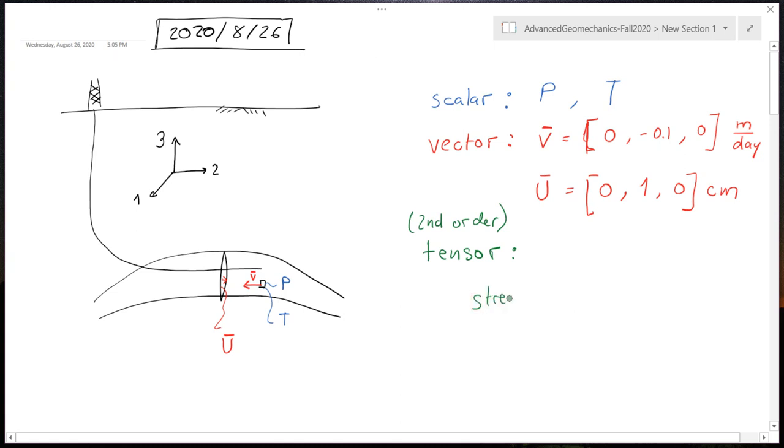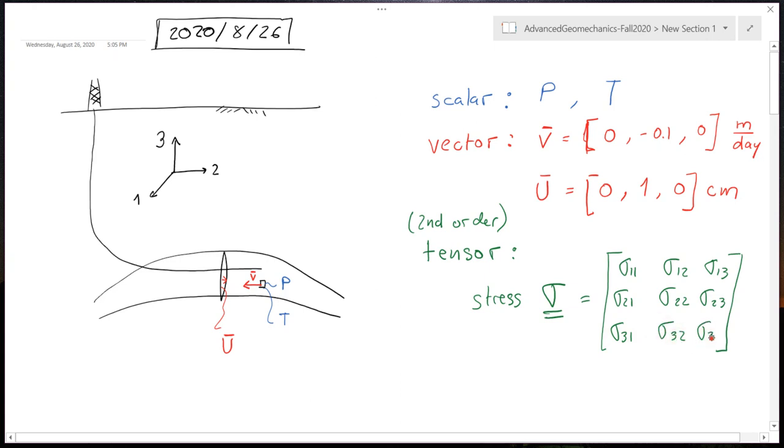And stress, we're going to refer to, especially to effective stress, as sigma. And sometimes this tensor goes with 2 lines. That means it's a second order tensor. And as I was telling you before, it's going to have 9 components, and we're going to express it with a matrix. This matrix is going to have components sigma 1,1, sigma 1,2, sigma 1,3, sigma 2,1, sigma 2,2, sigma 2,3, sigma 3,1, sigma 3,2, and sigma 3,3.